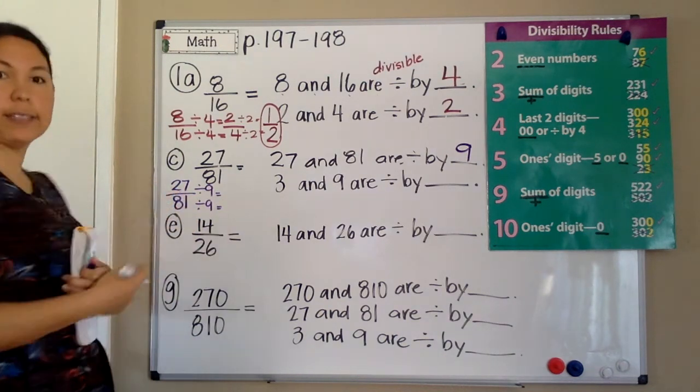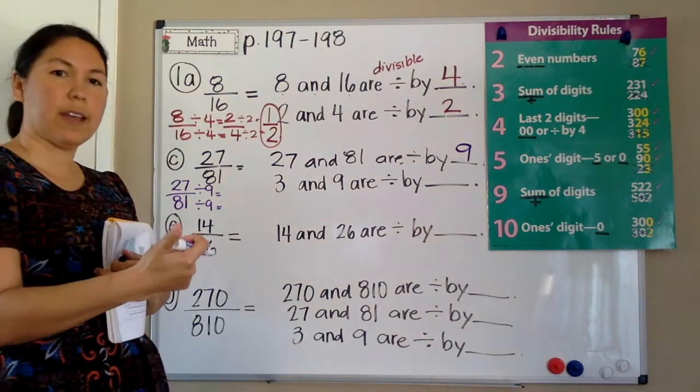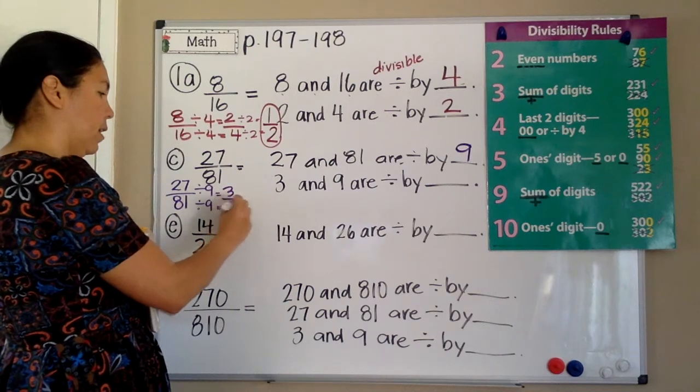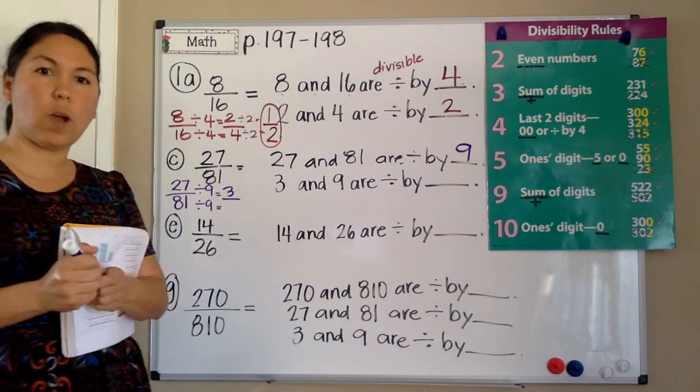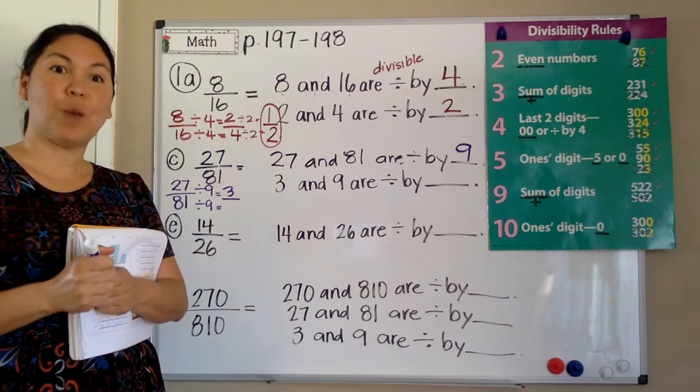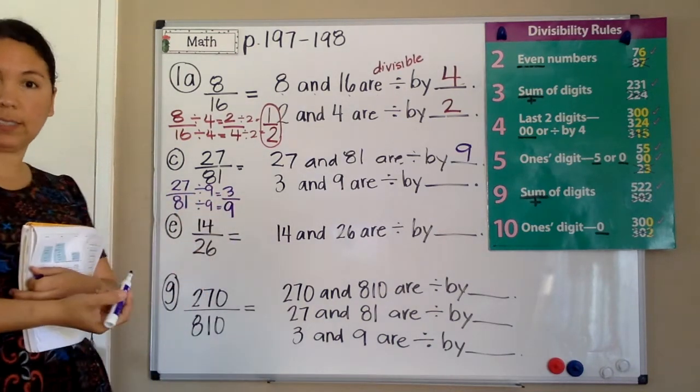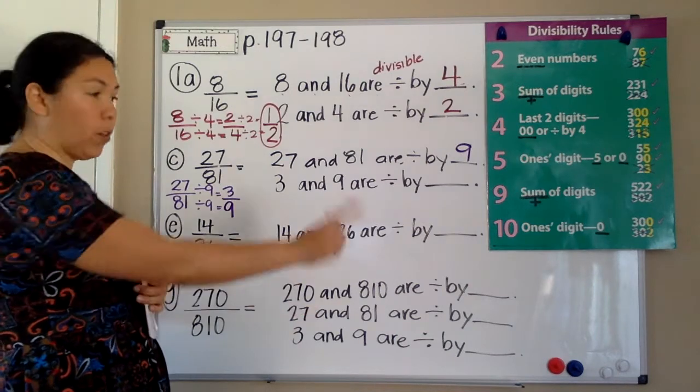How many 9s can go into 27? 9, 18, 27. That's 3. How many 9s can go into 81? 9 times what makes 81? 9, right? Okay, so now I have 3/9. So they want us to take it a step farther.